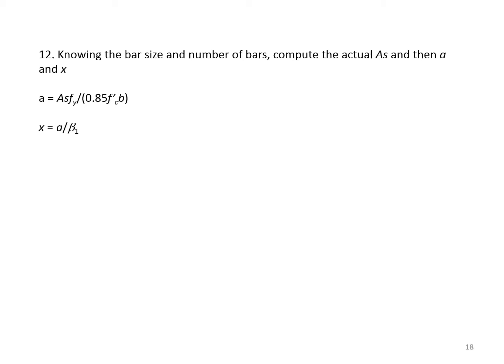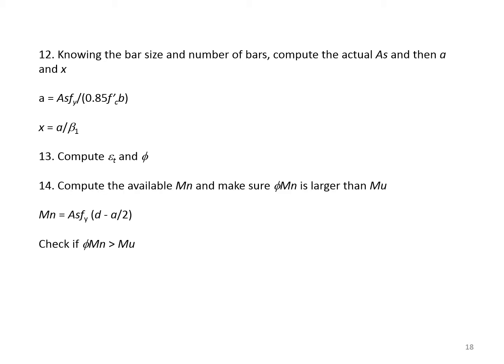Step 12, knowing the bar size and number of bars, compute the actual As and then a and x. As we said before, a is equal to As fy divided by 0.85 f'c b, and x is equal to a divided by beta 1. Step 13, compute epsilon t and phi. Step 14, compute the available Mn and make sure phi Mn is larger than Mu. Remember, Mn is equal to As fy times d minus a over 2, and check if phi Mn is larger than Mu. And finally, show a detail of the cross-section design.